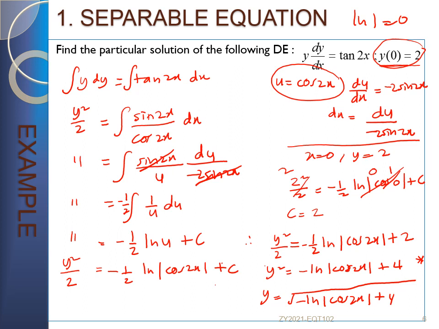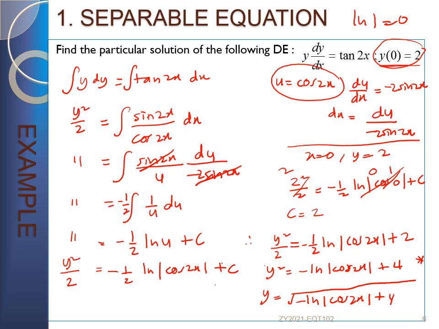Okay, that's it. So this is for separable equations. I hope you got the idea. We need to separate the equation, and then we integrate both sides separately, and then we simplify it. We get the general solution. If we have an initial condition, we need to substitute it in the general solution so that we get the particular solution, meaning no more c.